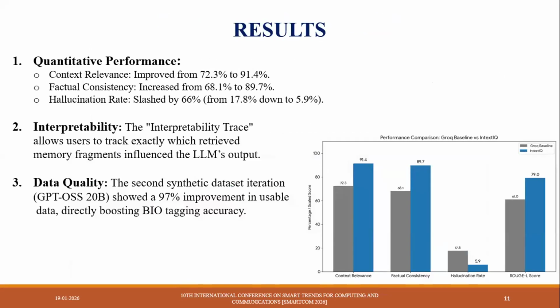Our experiment results show significant improvement. Context relevance increased from 72.3% to 91.4%, whereas factual consistency improved from 68.1% to 89.7%. Hallucination rate decreased by 66%. Additionally, our interpretable trace allows users to clearly see which memory fragments influence the model output, enhancing transparency and trust. The second synthetic data iteration shows a 97-point improvement in usable data, directly boosting BIO tagging accuracy.